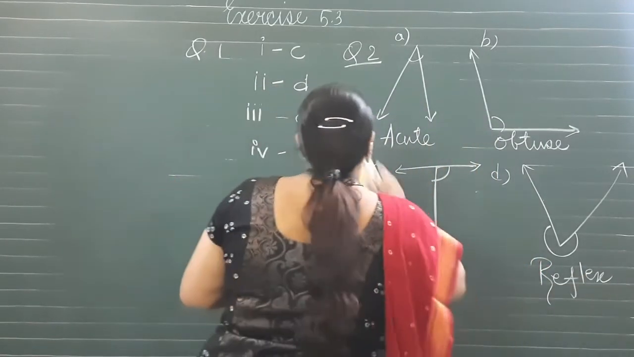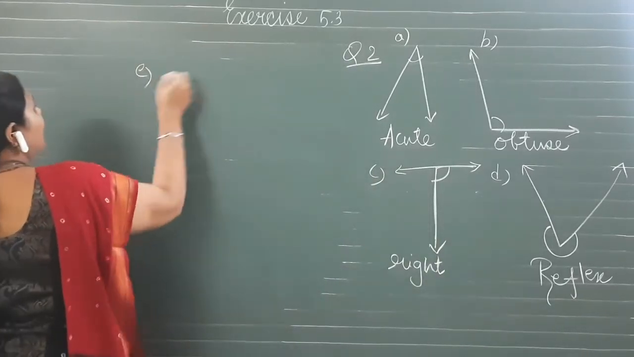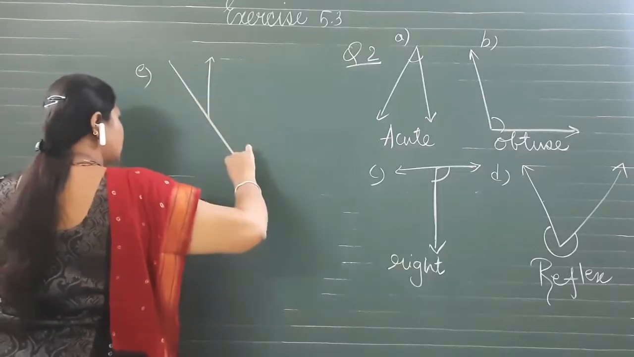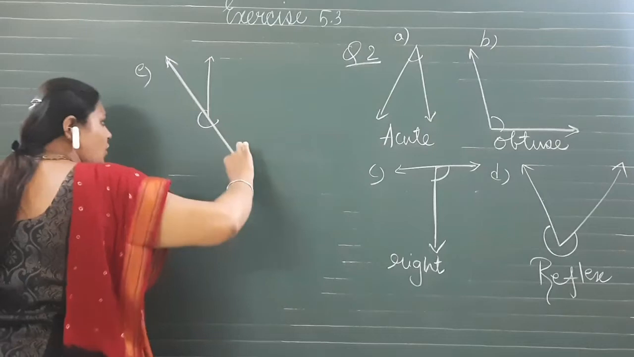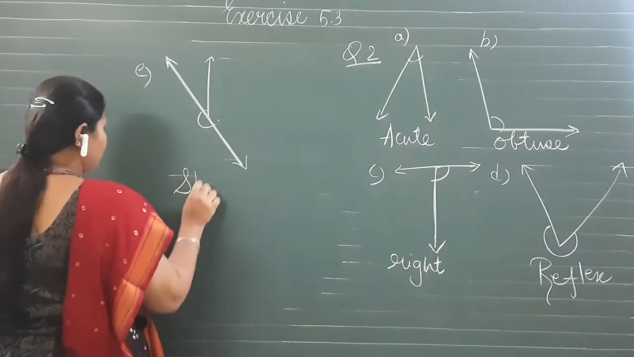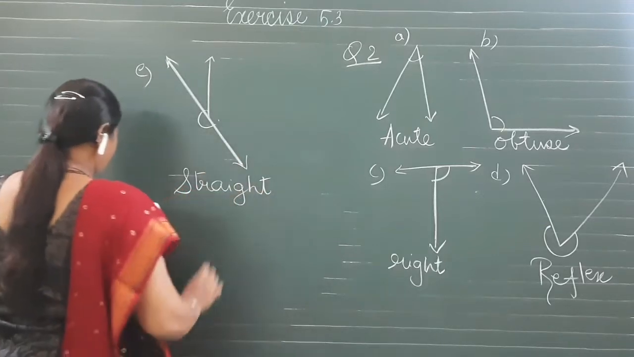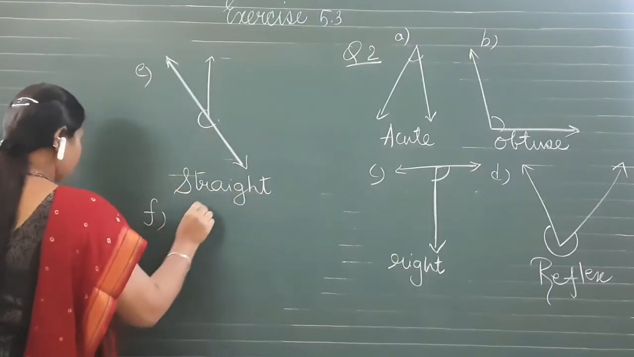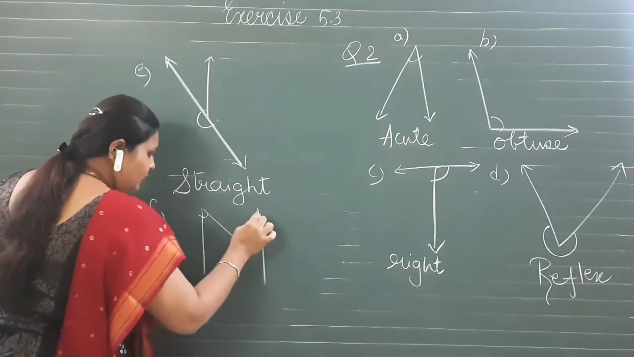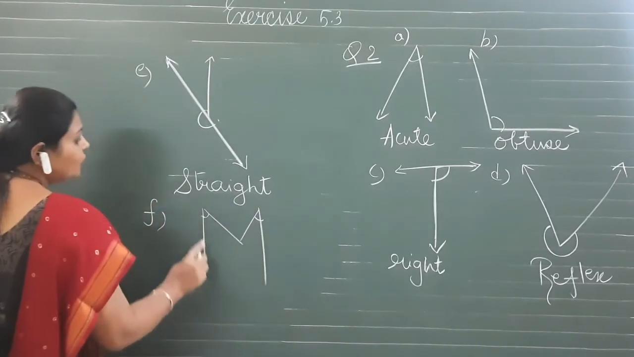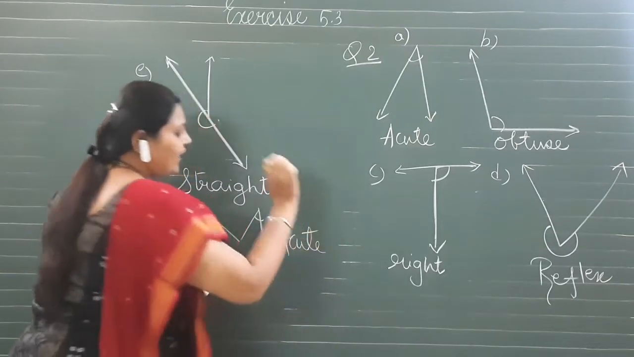Now next is E. Here you are given this figure and you have to measure this. So this is called a straight angle. And last, you are given this shape, and this angle you have to decide, which is less than 90 degree. So it is an acute angle.